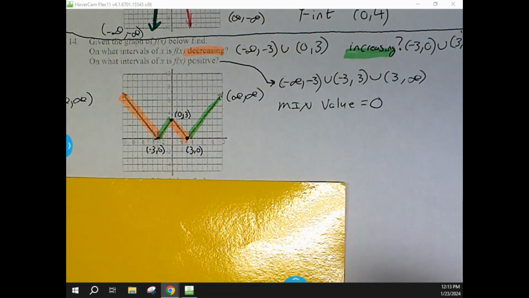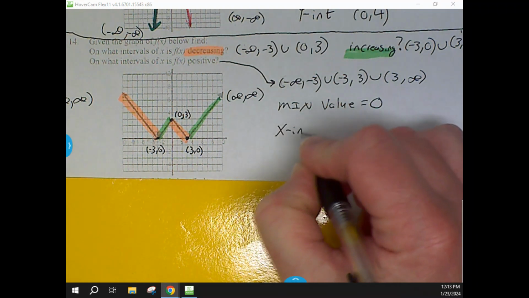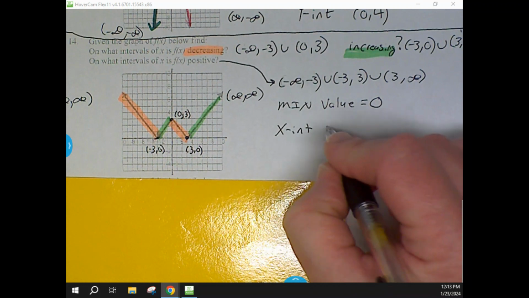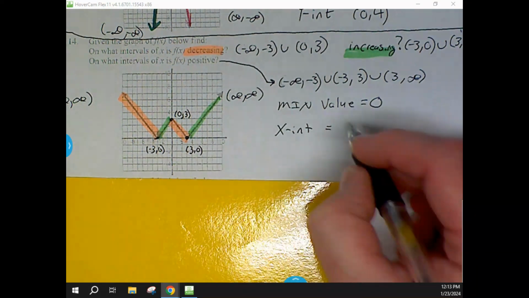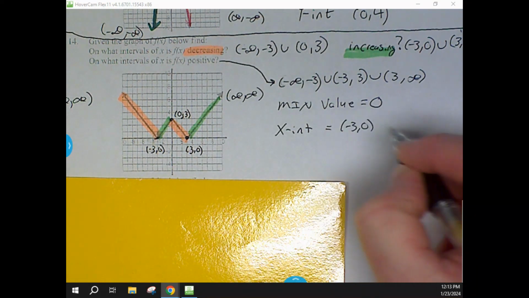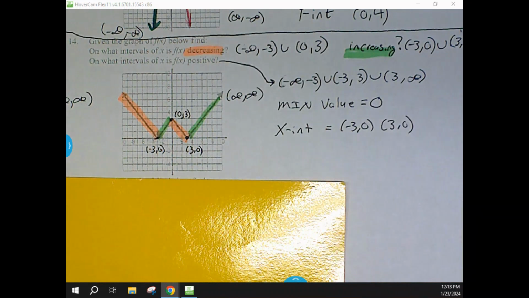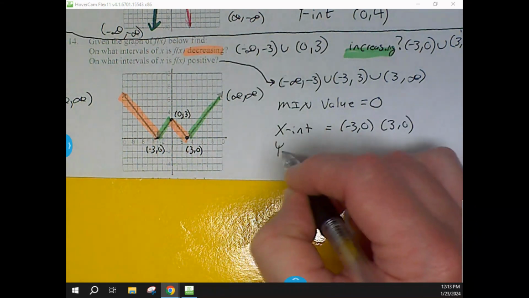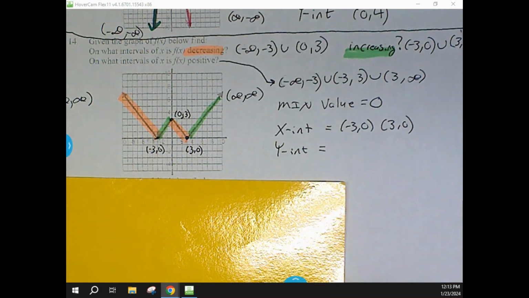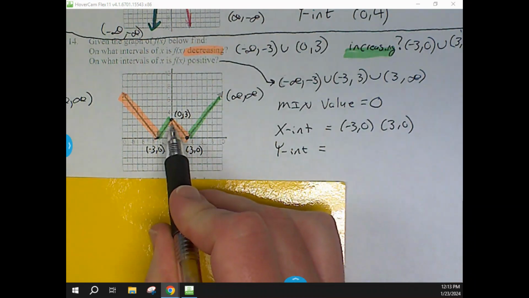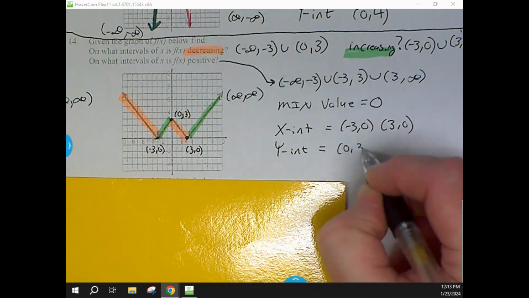Okay. Let's get the other things here we can get. The x-intercepts. We've got 2, right? Because we've got -3, 0, and 3, 0, because both of those are hitting the x-axis. And as far as the y-intercept goes, there's one number here. That'd be at 0, 3.